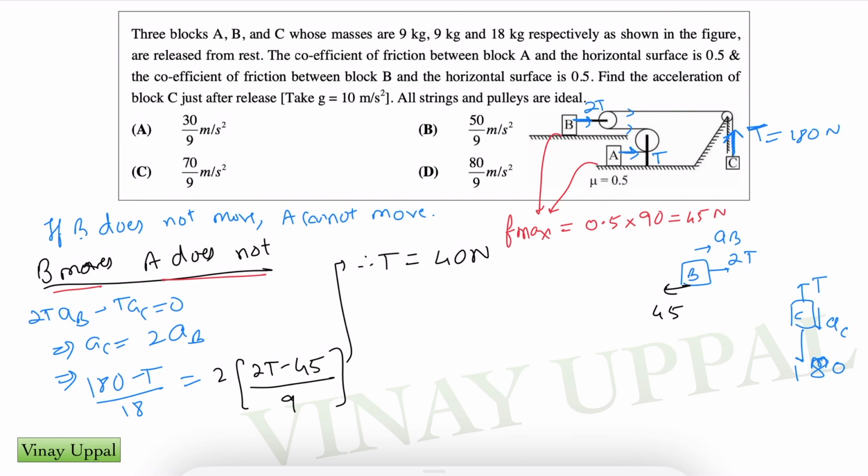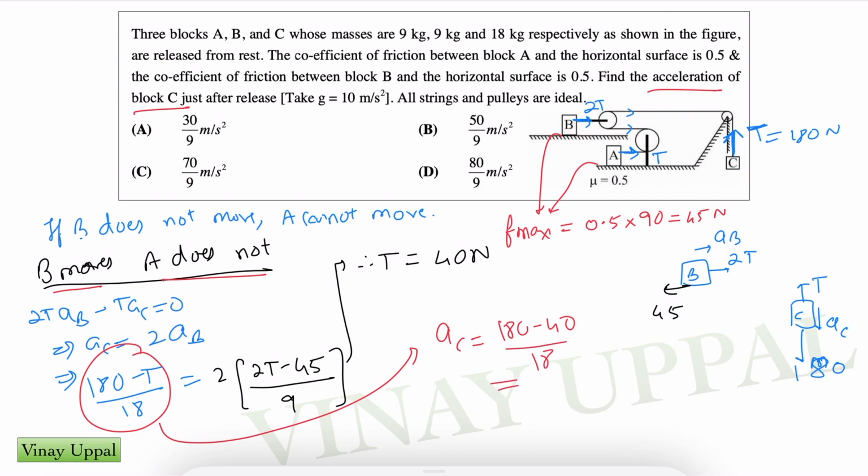So this is the situation, and the question is asking to find the acceleration of C. The acceleration of C is nothing but this. So acceleration of C would be (180 minus 40) divided by 18, which will be 70 by 9 meter per second squared. So the answer would be D. I hope you understood how we checked the case. We were lucky enough that the very second case that we checked was correct. It is possible that you may have to go through all three cases to get to the correct one. That just depends on your luck, which one you choose first.